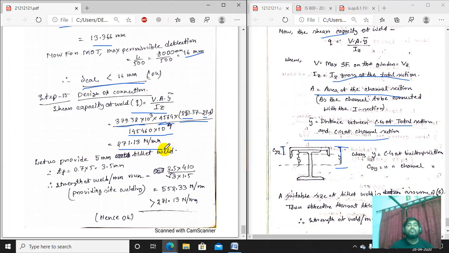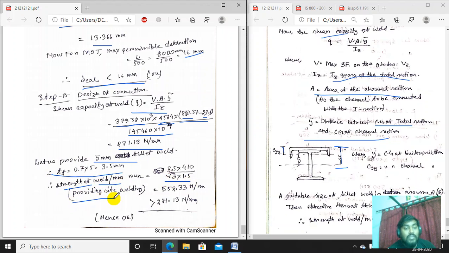Now let us find out the strength of the weld per meter run. So let us provide a 5 mm weld. We are providing a 5 mm weld. TT is equal to 0.7 into 5, that is 3.5. So TT is the throat thickness we have found out, and the strength of the weld per millimeter run is equal to that value.